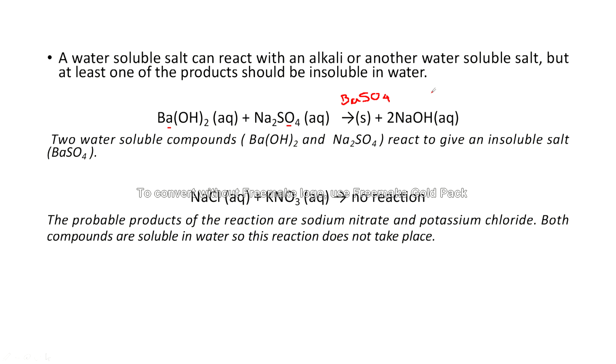But the same will not happen when sodium chloride reacts with potassium nitrate. Why? Because the two products, sodium nitrate and potassium chloride, are both soluble in water. So this is the formula for sodium nitrate, and we have the potassium chloride. Therefore this reaction will not occur.